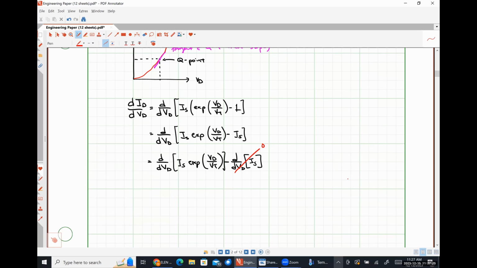And so what we're going to be left with is IS divided by VT times the exponential of VD over VT. And this is approximately equal to ID over VT.